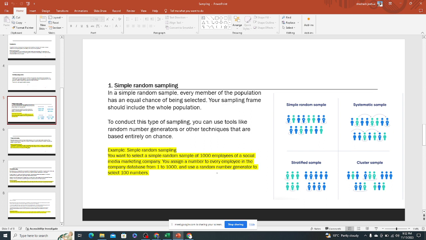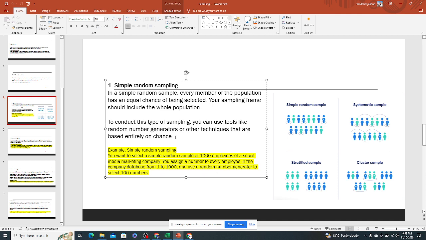Your sampling frame should include the whole population. To conduct this type of sampling, you can use tools like random number generators, or other techniques that are based entirely on chance. Of course, we have random sampling generators.